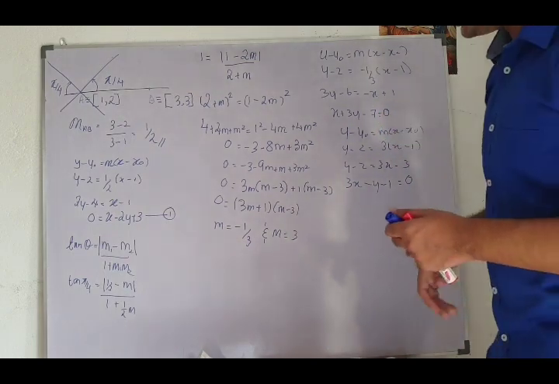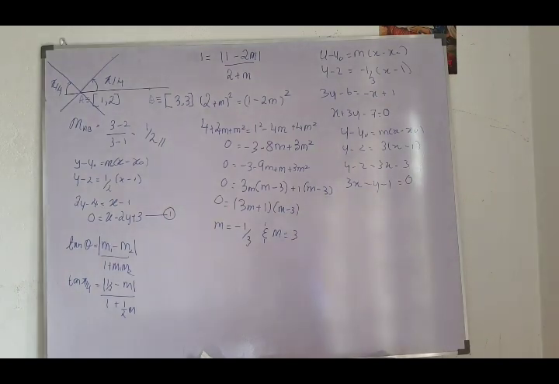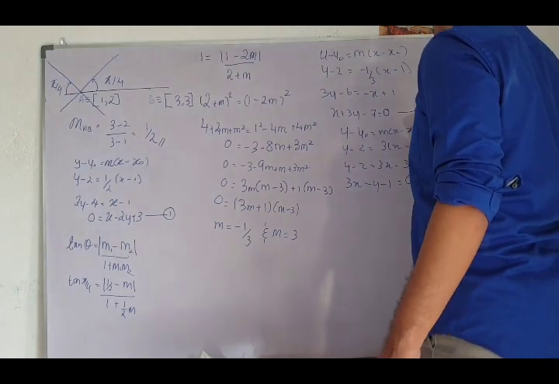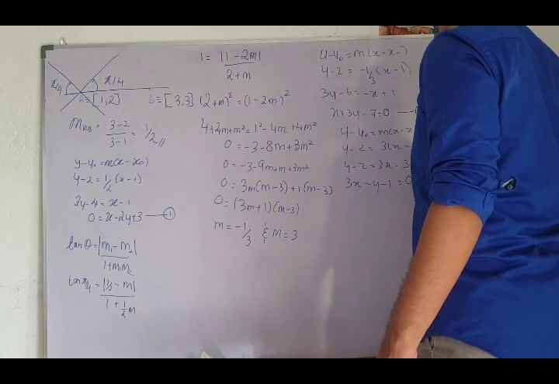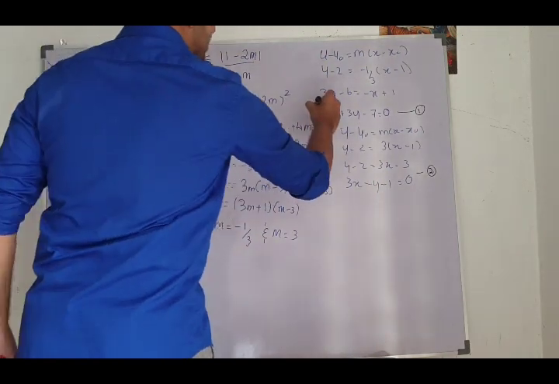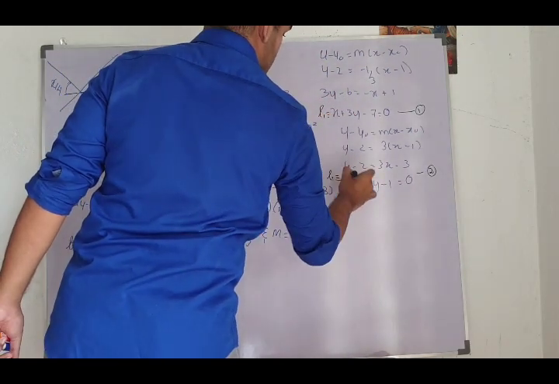So these two are the straight lines which you will obtain. So this will be the straight line you obtain. Make sure you have them as L1 and L2.